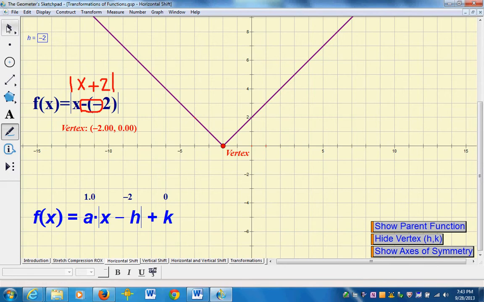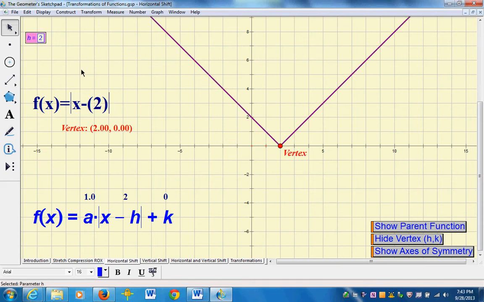Because what my x is here is going to be opposite in my vertex. So it's shifted to the left 2, even though it's the absolute value of x plus 2. Okay, so let's go ahead and make this h a plus 2 and see what happens.